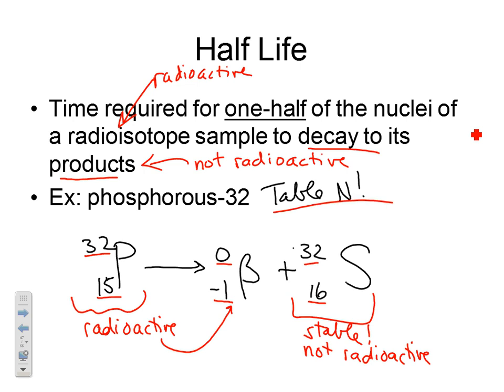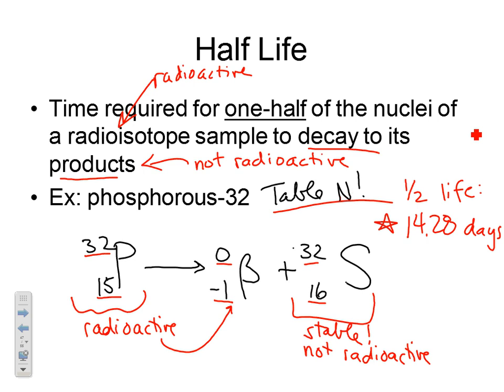So we go back to table N, because table N actually lists half-lives for a whole bunch of different radioisotopes. If you look up P32, you'll see that the half-life of P32 is 14.28 days, which is a relatively short half-life, all things considered. That means that if you have a fresh sample of P32, meaning it's all radioactive, and you let it sit for 2 weeks, which is just about its half-life, at the end of those 2 weeks only half of it is going to be radioactive.